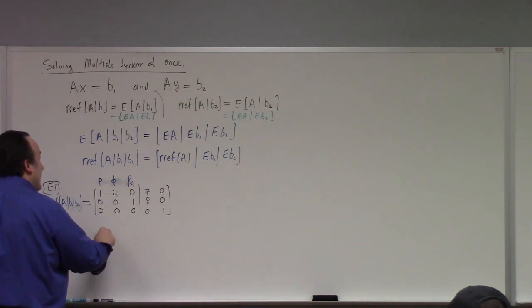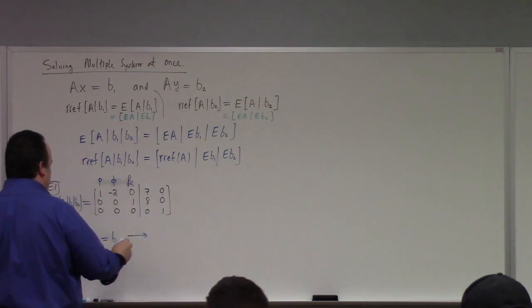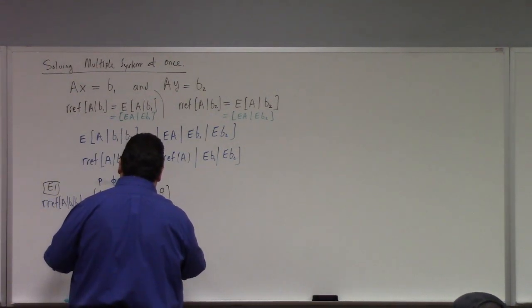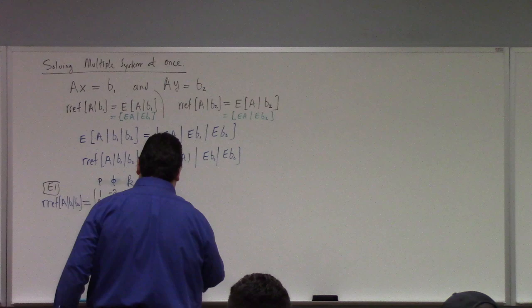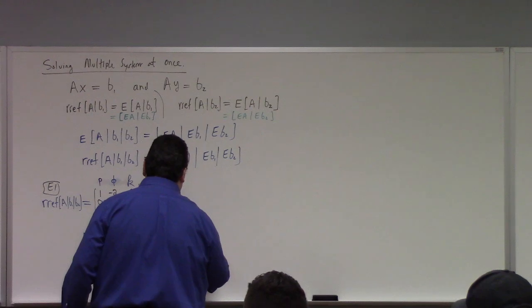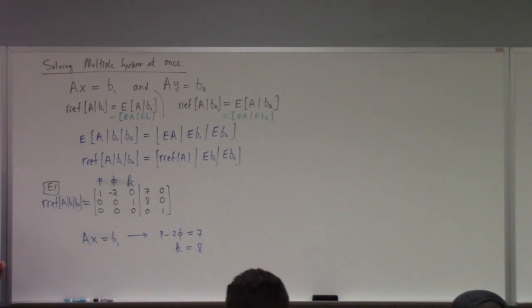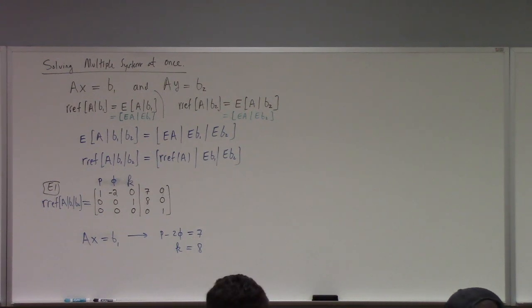All right. So AX equals B1 has a solution what? It is equivalent to saying P minus 2 phi is equal to 7, and also K is equal to 8. That would be the solution to AX equal to B1, given that information: P minus 2 phi equals 7 and K equals 8. What am I looking at? I'm simply looking at the first 4 columns, right?